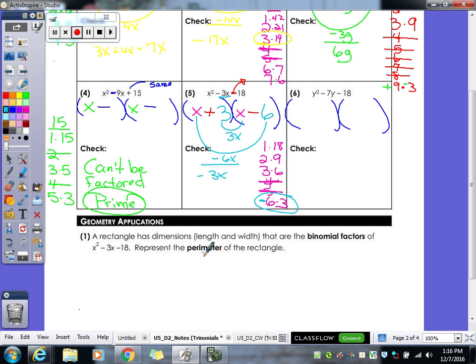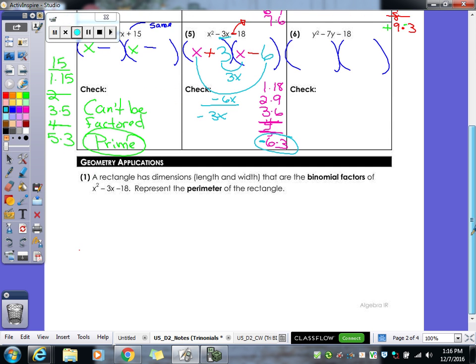Okay, I want you guys to try number 6 on your own. You don't have to make your factor chart because it's already there. 18 is the same one. So go ahead and try that one on your own. I'll tell you, signs are different.